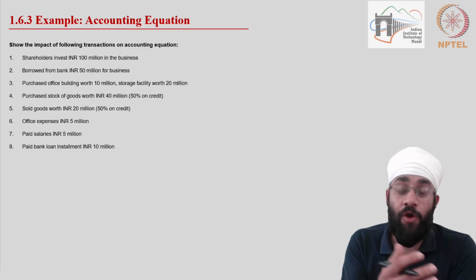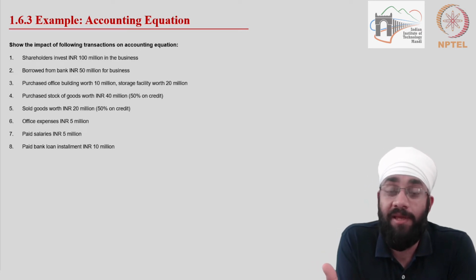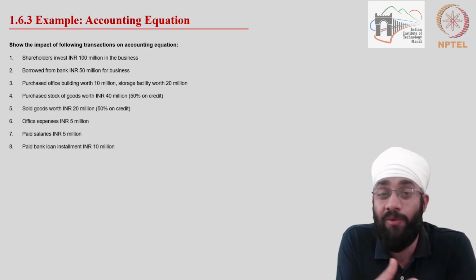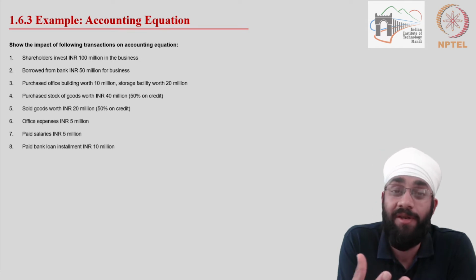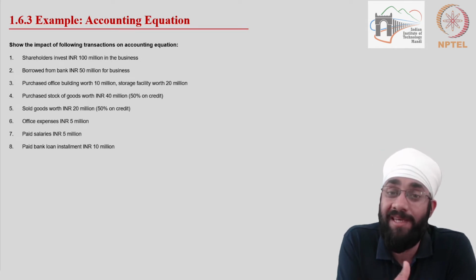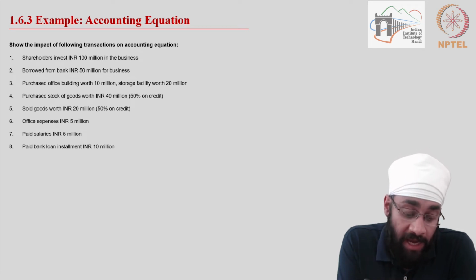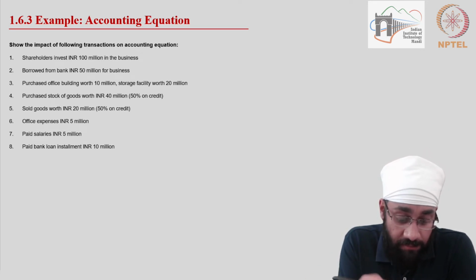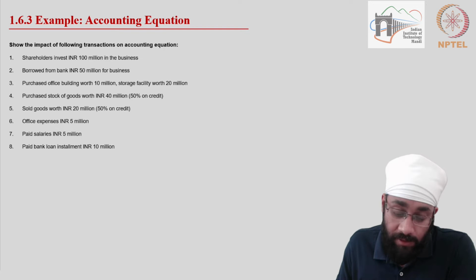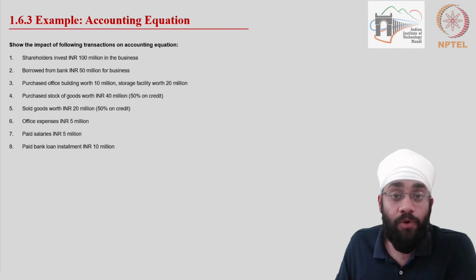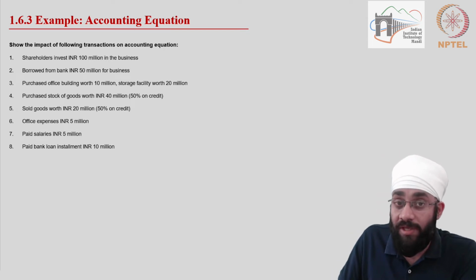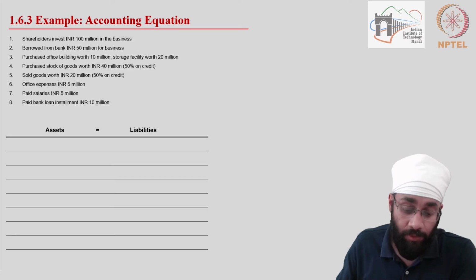So we saw a bunch of items, and we saw how the accounting equation is not getting affected. It's always equal. Assets and liabilities are affected in the same way. I have a bunch of transactions again, 8 transactions, and with some more details, some more complexity. Let's go through these and prepare the accounting equation.